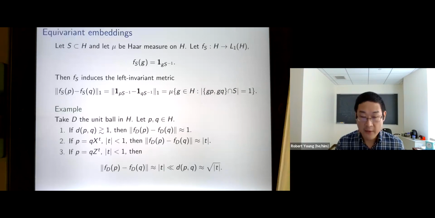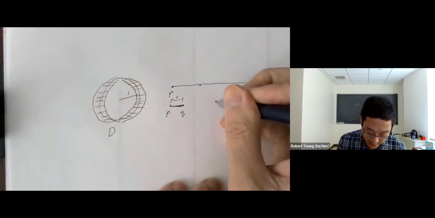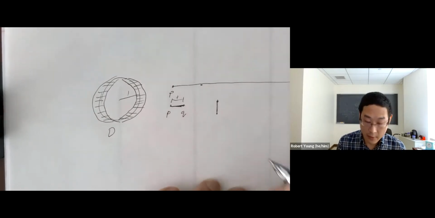On the other hand, if I have two points that are close together and separated by a vertical segment, I have the same argument. I have p and q separated by some vertical segment.